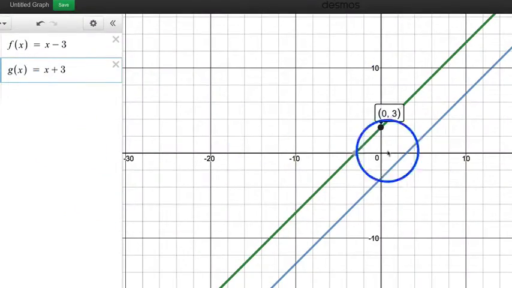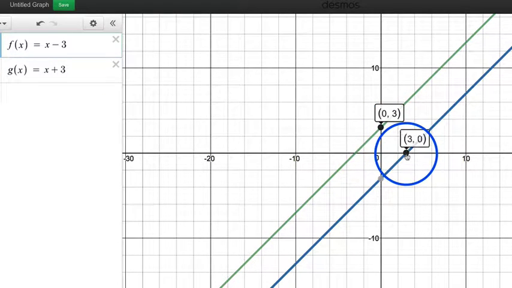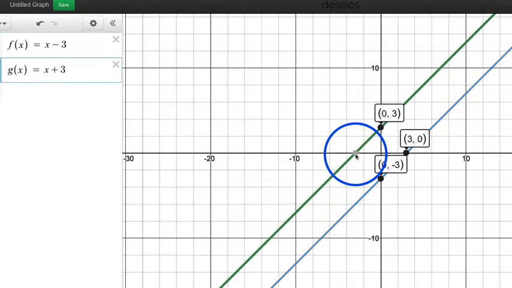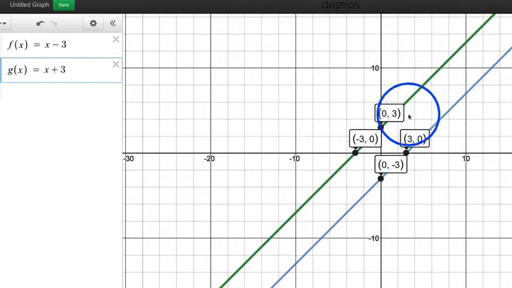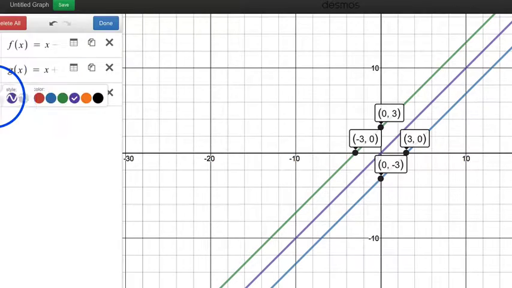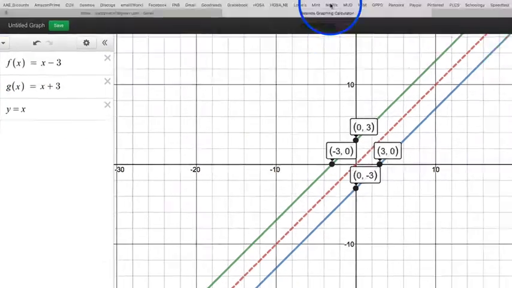What would happen graphically to these graphs here? 0, 3 becomes 3, 0. There we go. 0, negative 3 on this graph becomes negative 3, 0 on this one. As a matter of fact, all the points flip over. And so what I have to tell you is basically that we have this line y equals x about which our graphs are symmetrical. So let's remember that as we look at our next couple of functions we find inverses of.